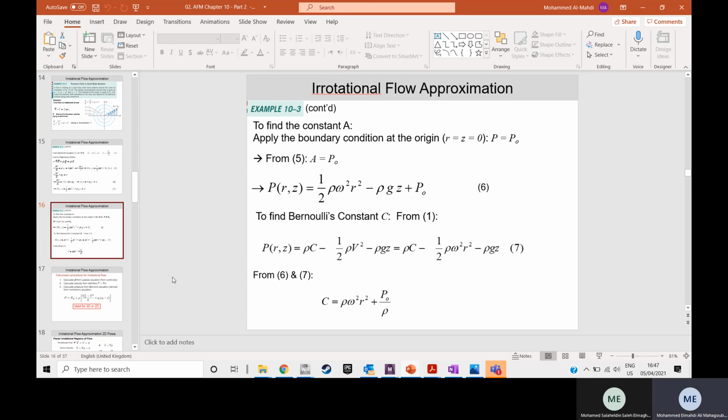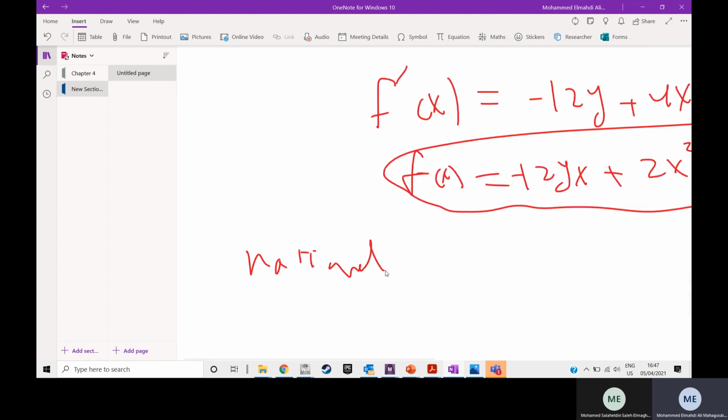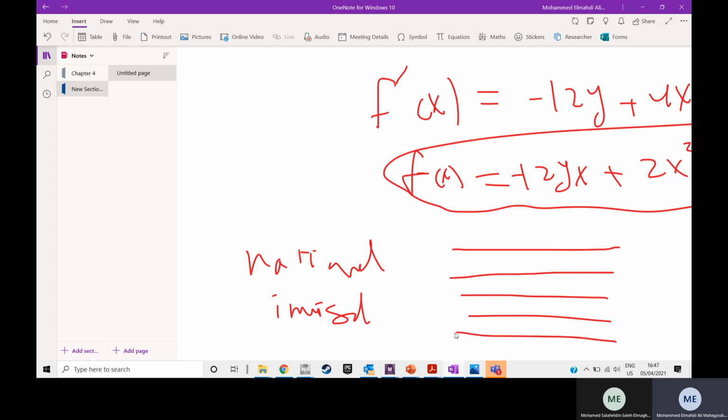Very important: if the flow is rotational, like in this case, but it is inviscid, then Bernoulli's constant will not be constant everywhere. It is only constant across a streamline. That's why we said that Bernoulli's equation is constant across a streamline. This is C1, this is C2, and this is C3. For each constant C, you will have Bernoulli's equation applicable.